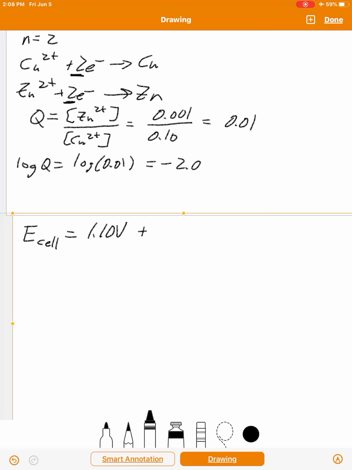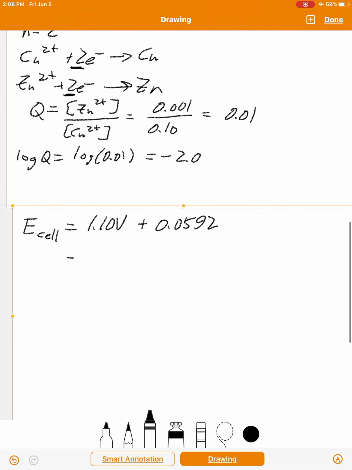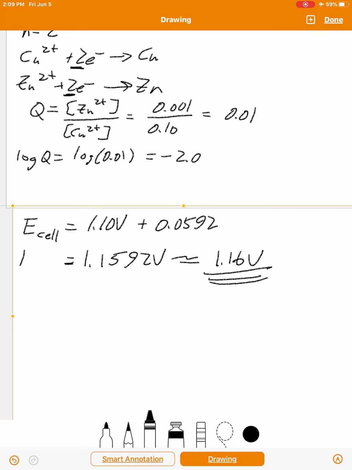1.10 volts plus 0.0592, because you're subtracting a negative and the 2's there cancel. So it's just 0.0592. So now it's going to become 1.1592 volts. That's too many sig figs, obviously. 1.16 volts perhaps. Okay? So now the cell potential is greater than the standard cell potential. The standard cell potential was 1.10 volts. Spontaneous reaction, right? As written.